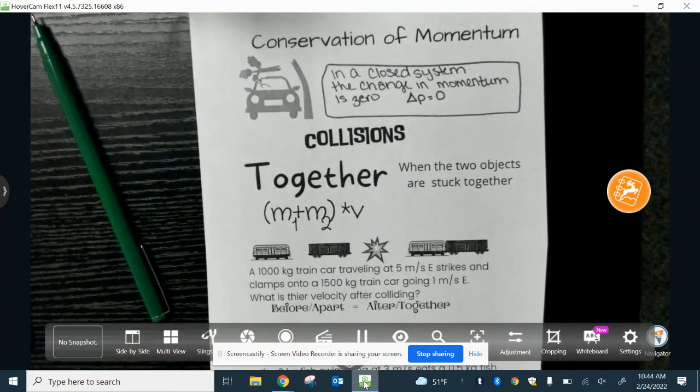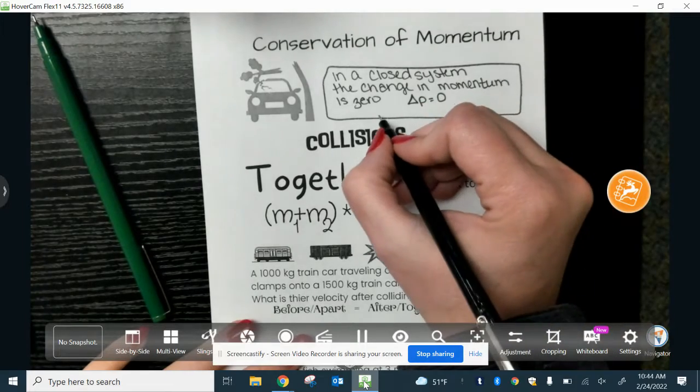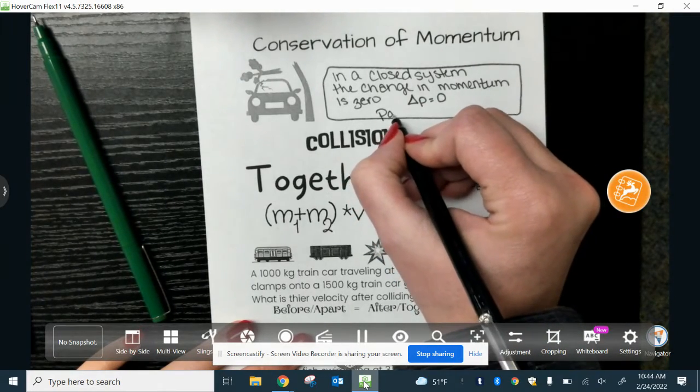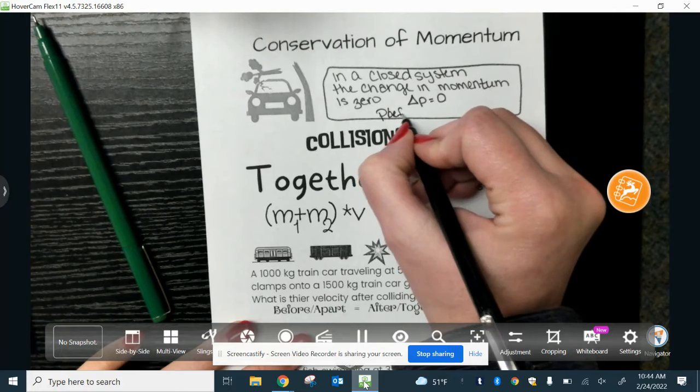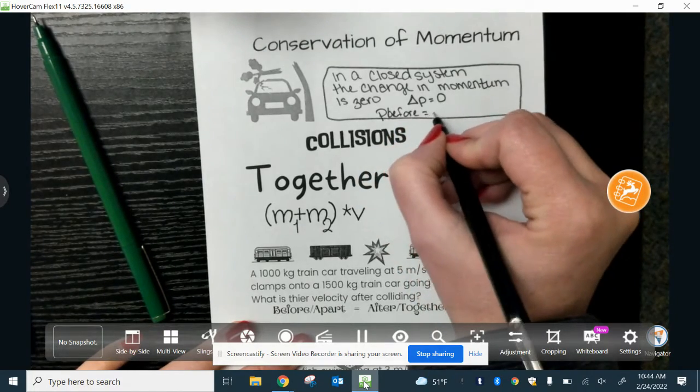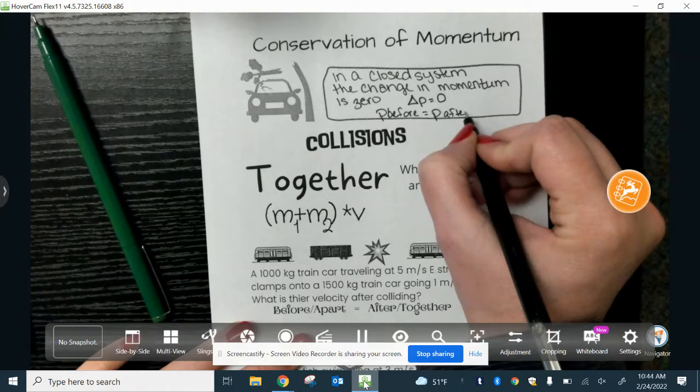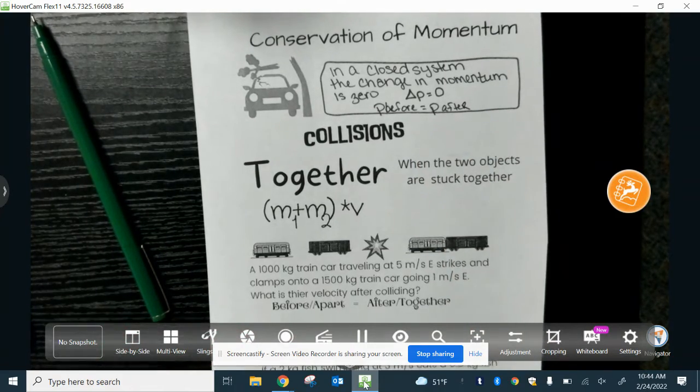Okay, and remember, we do that delta P where that triangle means change in. P, lowercase p, is momentum, so delta P is 0. You should have seen this yesterday in that lab we did with the carts. The change in momentum was always 0 with a little bit of rounding. Or really close. It was a rounding issue. So this also means that the momentum before a collision is equal to the momentum after a collision.